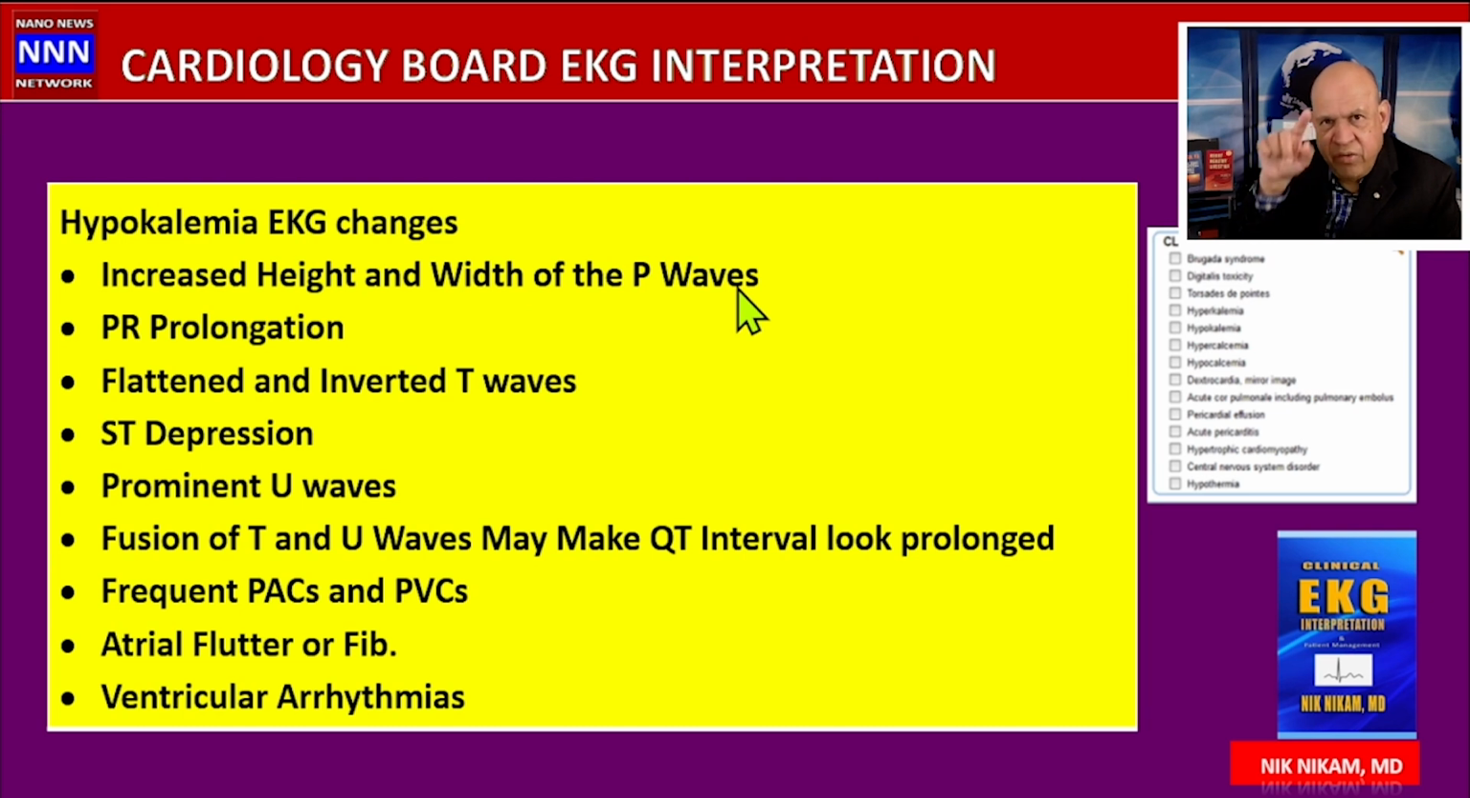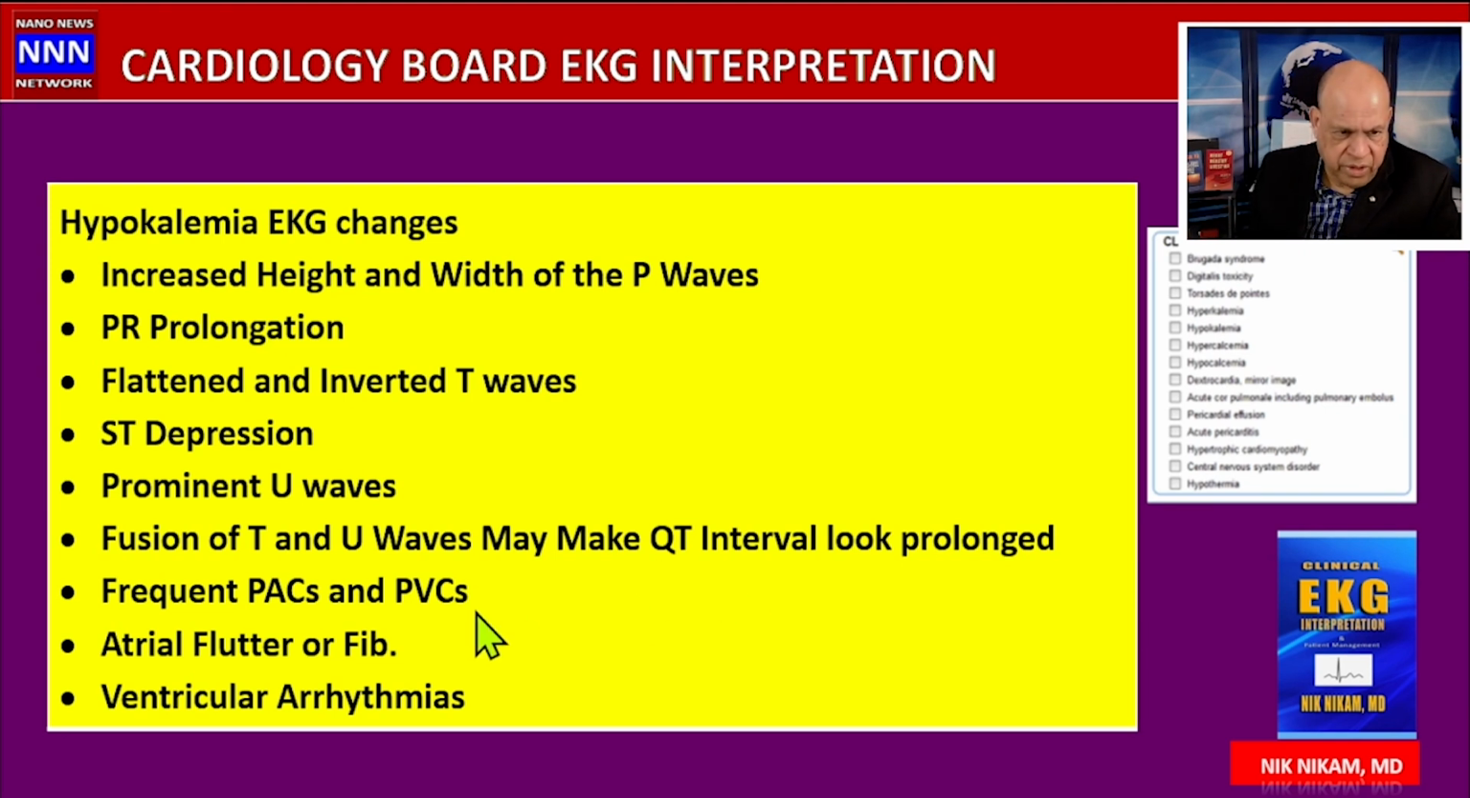Actually, the P waves look kind of peaked in the limb leads. There is PR prolongation. Everything becomes sluggish with hypokalemia. And there are flattened, inverted T waves, ST depression, and prominent U waves, which is a very important feature. And I talked about the combination of T and U waves giving what looks like a prolonged QT interval.